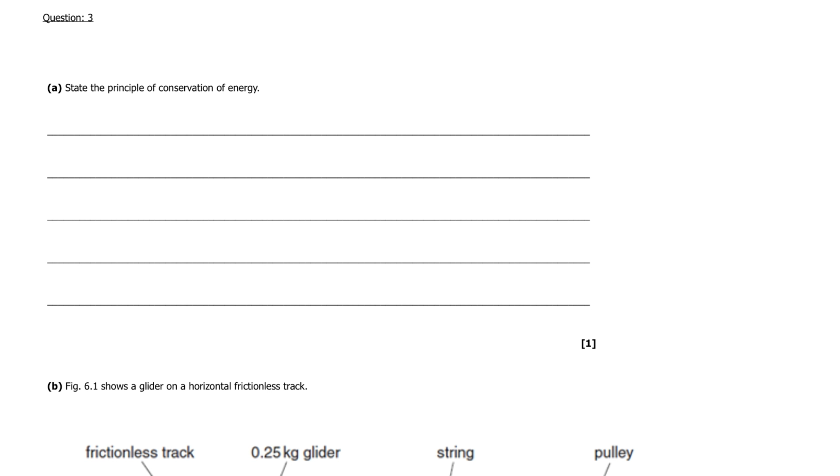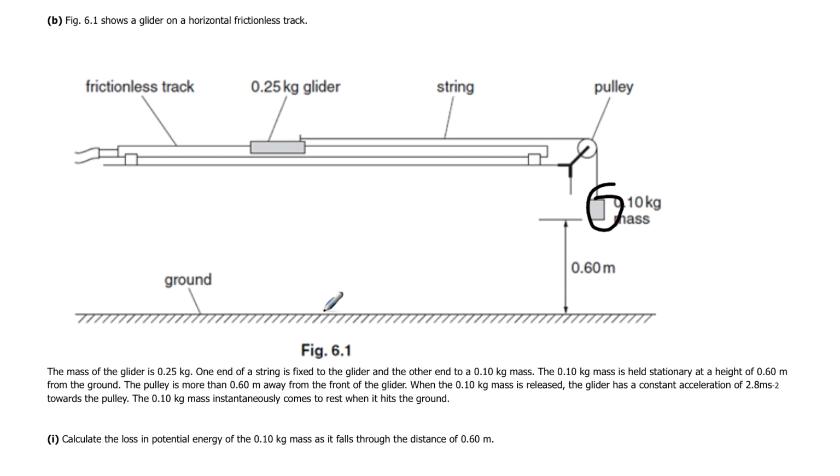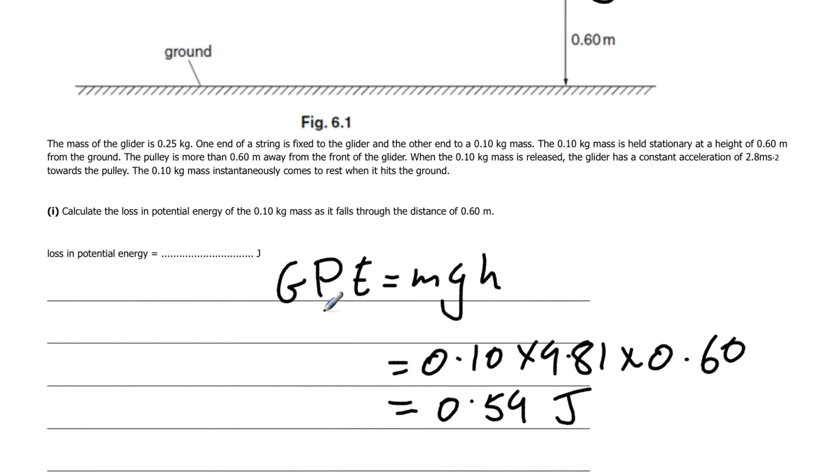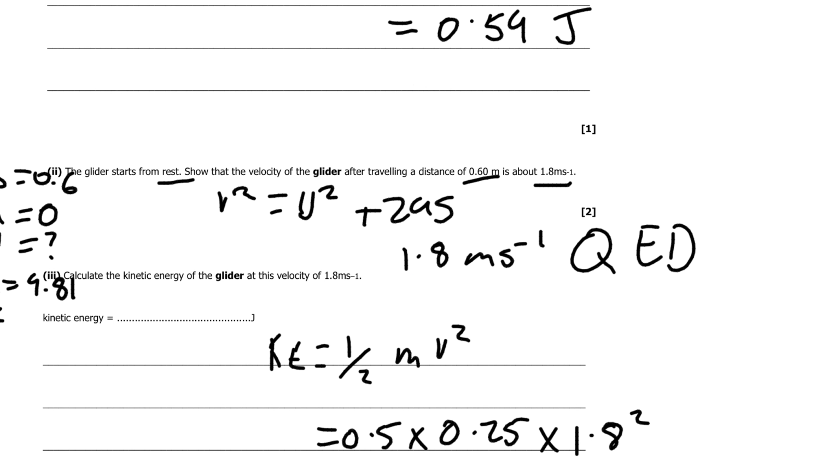Let's have a look at question number 3 now. State the principle of conservation of energy, and that's a fairly straightforward one. We need to just say that the energy can neither be created nor destroyed. I've shown my working for calculating the loss of gravitational potential energy in the next one.